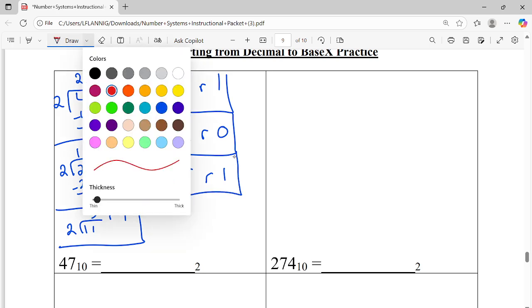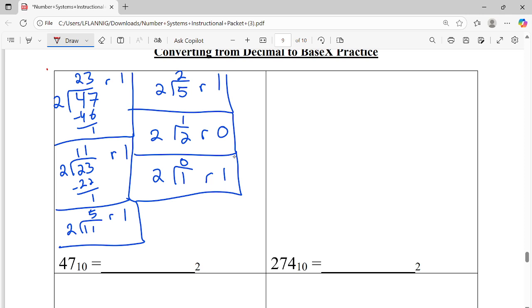To write your final answer, what you want to do is start from the bottom up. So this will be the first number you write. So 1 from left to right. The next will be the 0. Then this 1 right here. Then this one. Then this one. Then this one. So 47 base 10 in base 2 is 101111. And you can always convert the binary number back into decimal if you want to check your answer.